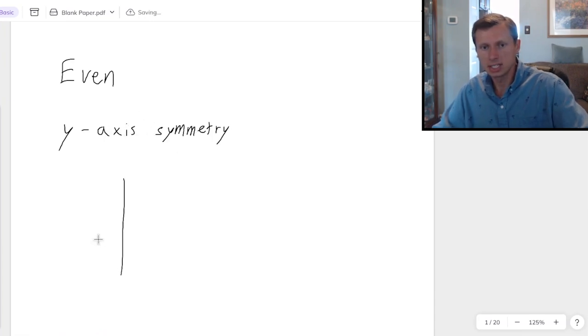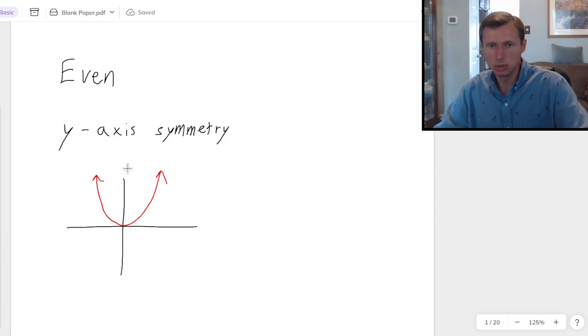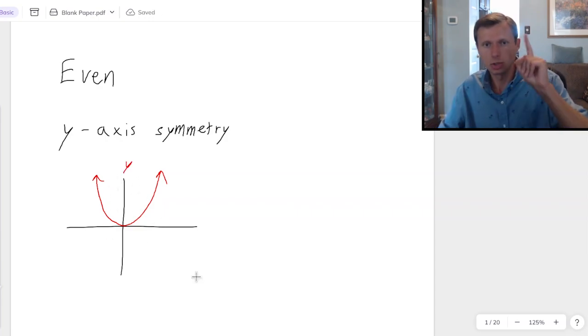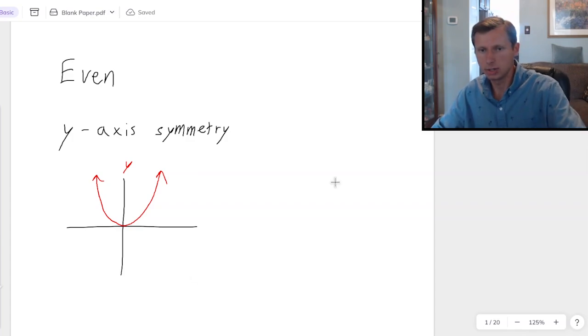To give you an example of a function that has y-axis symmetry, the easiest example would be y equals x squared, the parabola, because it just looks like that. And as you can see, it's symmetrical along the y-axis. So 1, even functions have y-axis symmetry. 2, this is what y-axis symmetry looks like. And the third thing you need to know about all even functions, and this is the important one, what we're going to be spending most of today talking about.